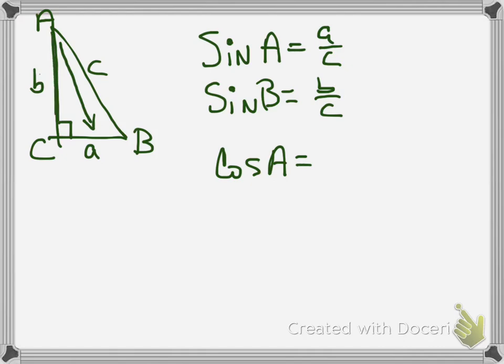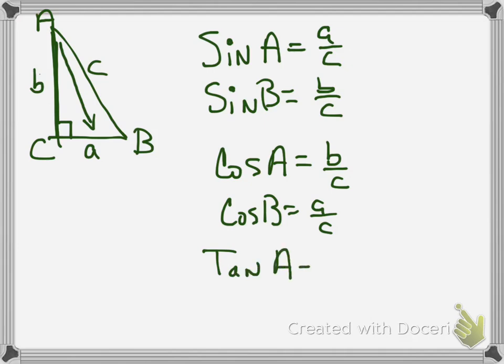Cosine A is b over c, cosine B is a over c. Notice how those flip-flop. Tangent of A is a over b, tangent of B is b over a. So you can see how that works. I would have these definitely on my note sheets until you get really used to them. The more problems you do with these, the easier these will be.